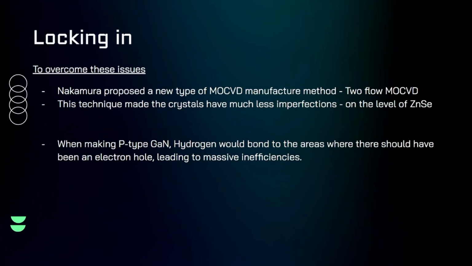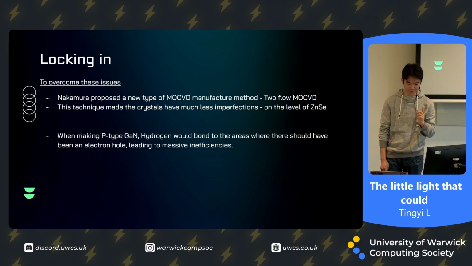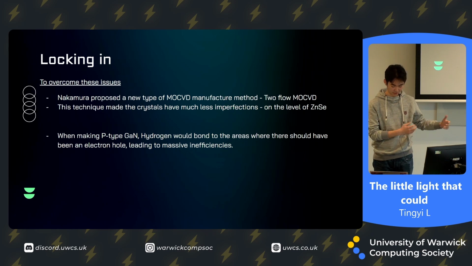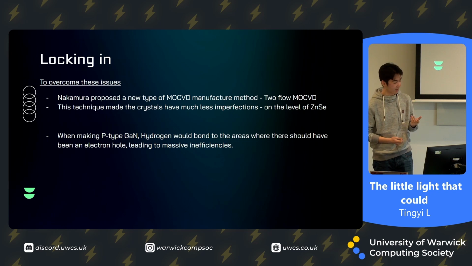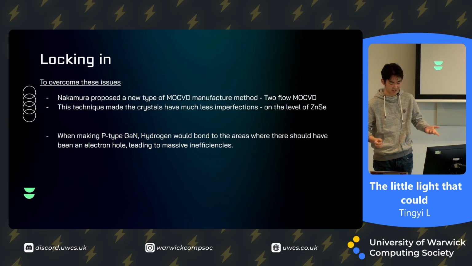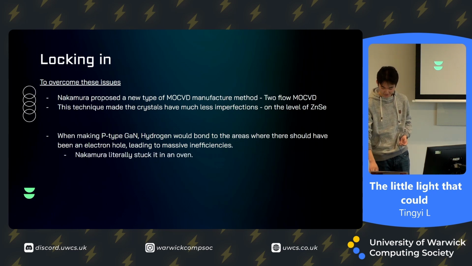And when making p-type GaN, hydrogen was theorized to bond to the areas where there should have been an electron hole, which obviously leads to massive inefficiencies because you can't really push electrons through non-existent electron holes. And basically what Nakamura did was literally cook the material. He shoved it in an oven for about, I think it was like 24 hours and at 600 degrees. And basically that just gave the material enough energy to break all of the hydrogen bonds and just release the hydrogen as is. So yeah, he stuck it in an oven.